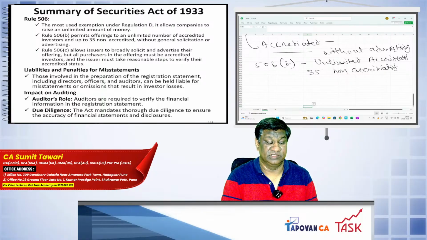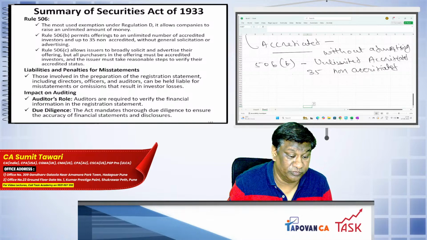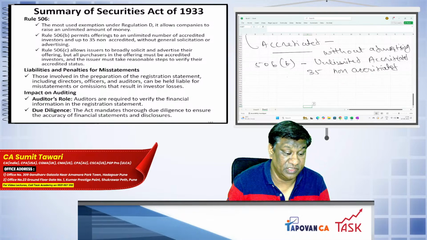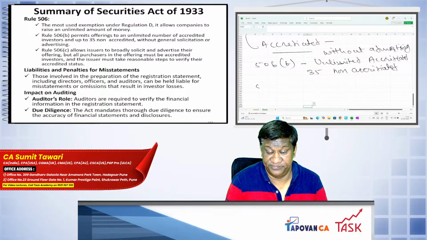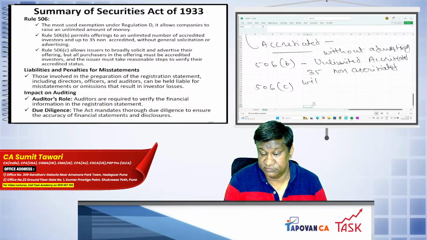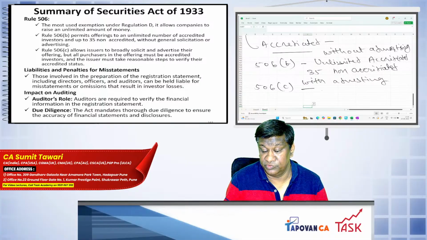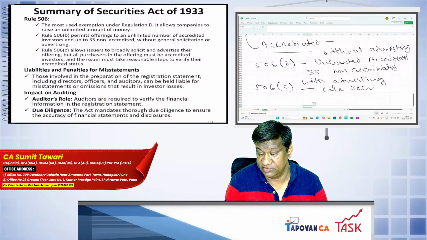Okay, so 506(c) allows the issuer to broadly solicit and advertise their offering, but all purchasers in the offering must be accredited. It means if you want to do advertising, then you need to sell only to accredited investors.